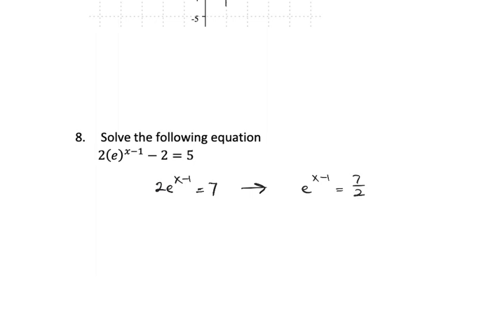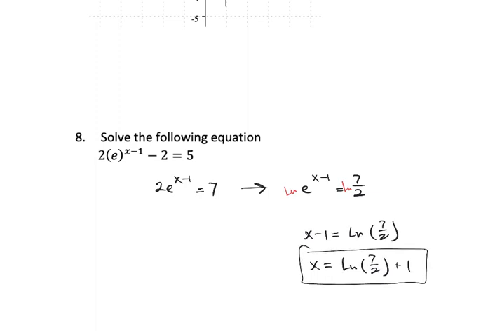equals 7 halves. Now we can get rid of the base using the natural log. So the natural log and e are inverses, so they cancel out. So that's x minus 1 equals the natural log of 7 halves. And then if you add 1, you get x equals the natural log of 7 halves plus 1. And it doesn't specify whether they want the exact form or the approximate form, so I'm just going to leave it in exact form.